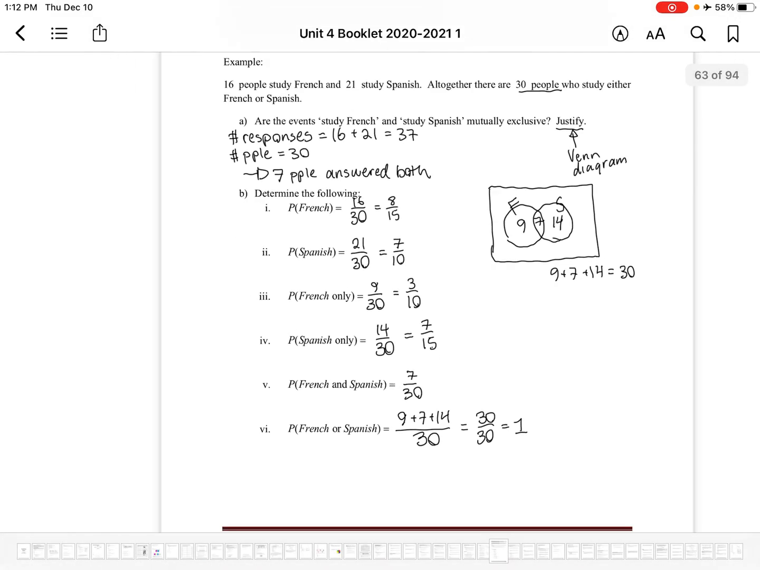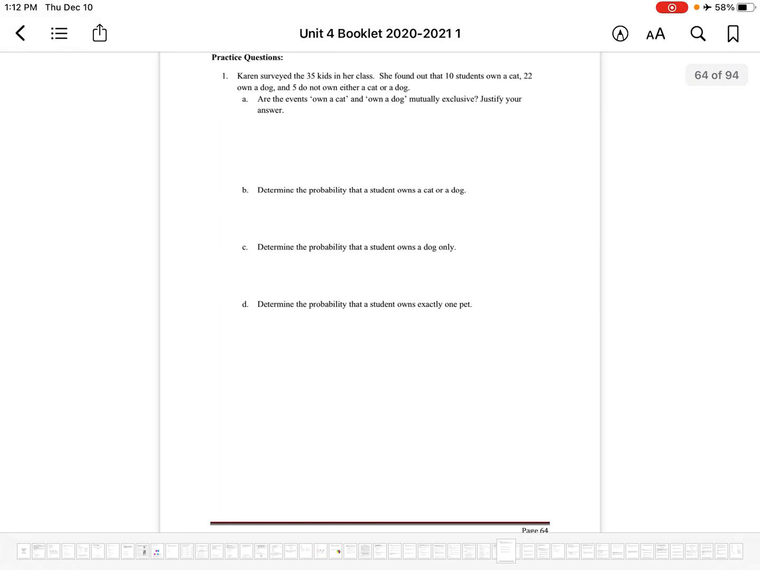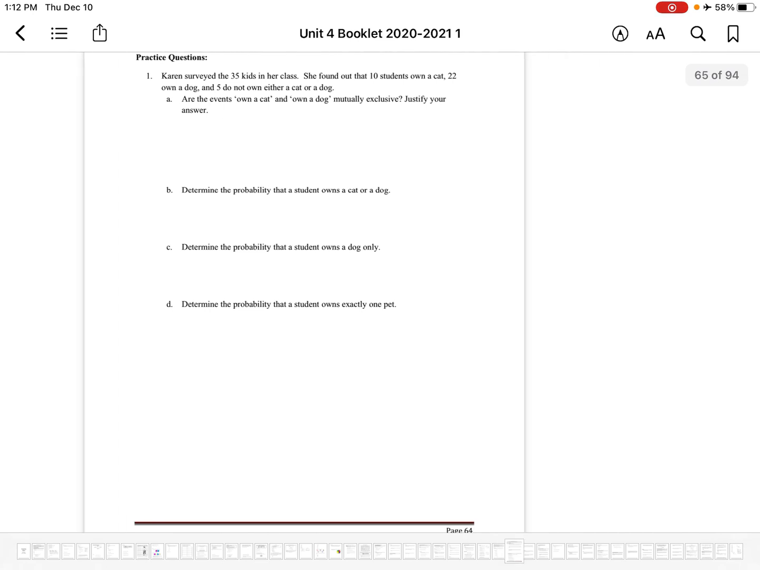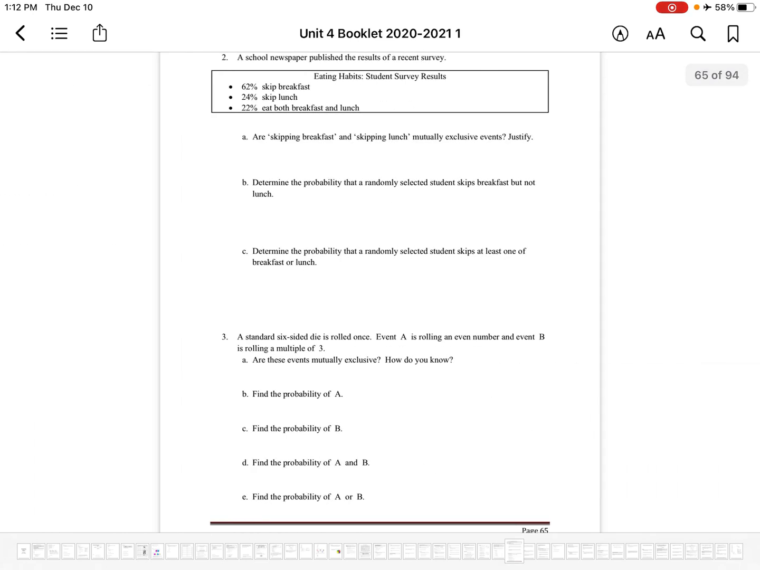Okay, so I'm going to leave you guys with the one on page 64 to do. It's quite similar to the one that we just did, and I'm going to move on to this one on page 65.